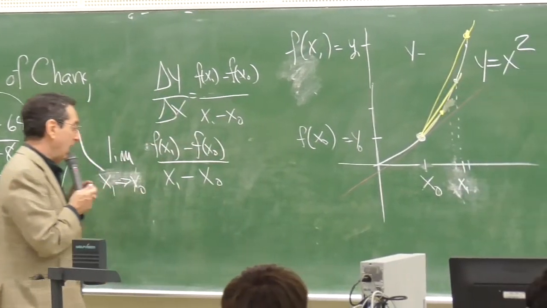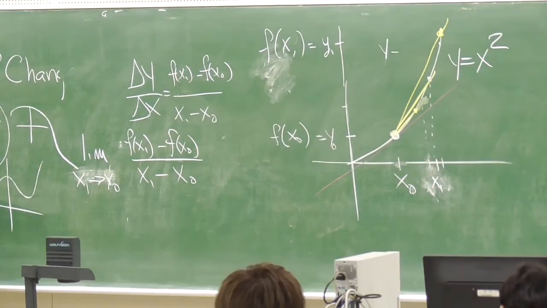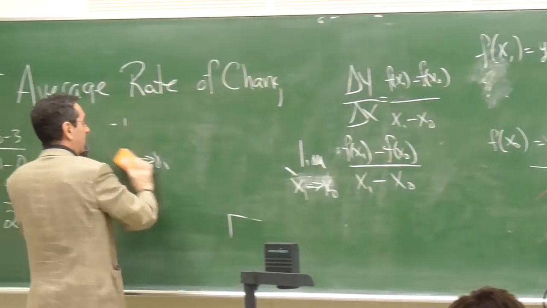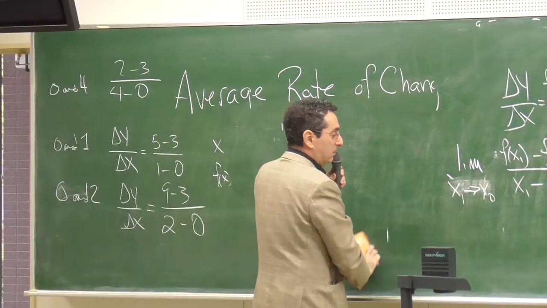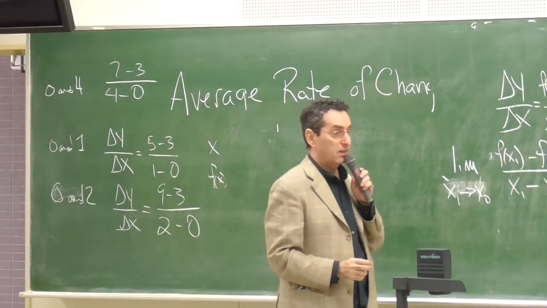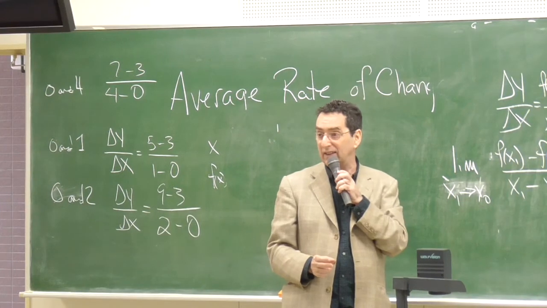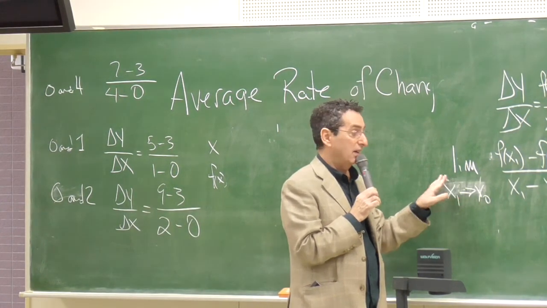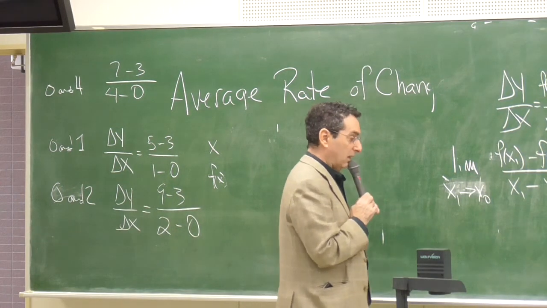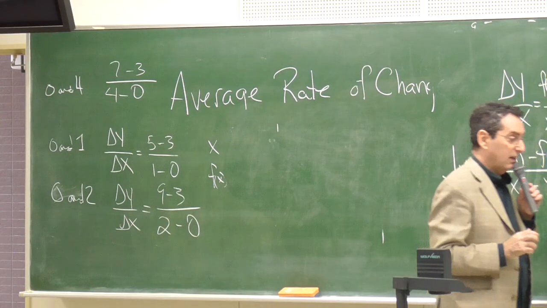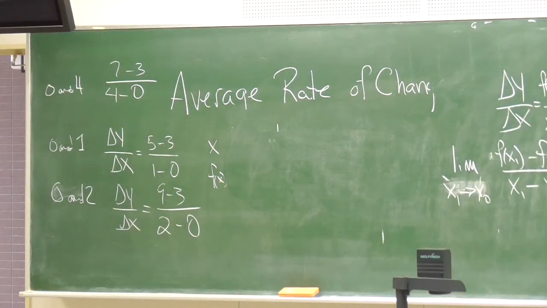Okay, so let's try it out and see what we get for a specific function, because what is this supposed to tell me? It's supposed to tell me the slope of the red line. Right? This is supposed to tell me the slope of the red line. So let's do it for a specific example and see what the answer is.